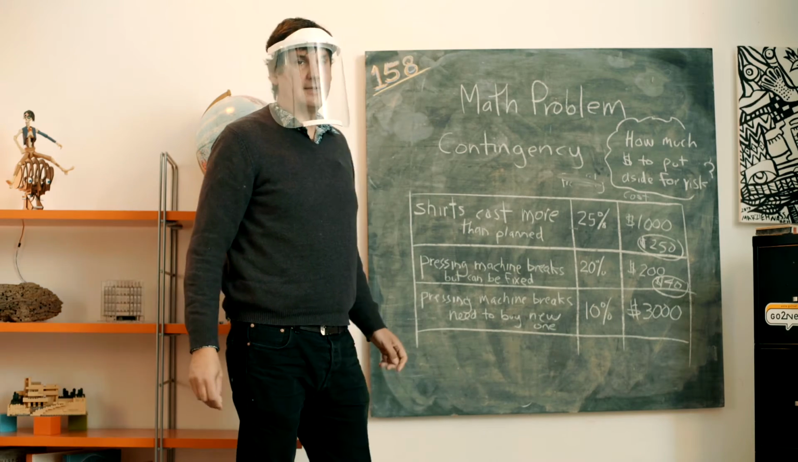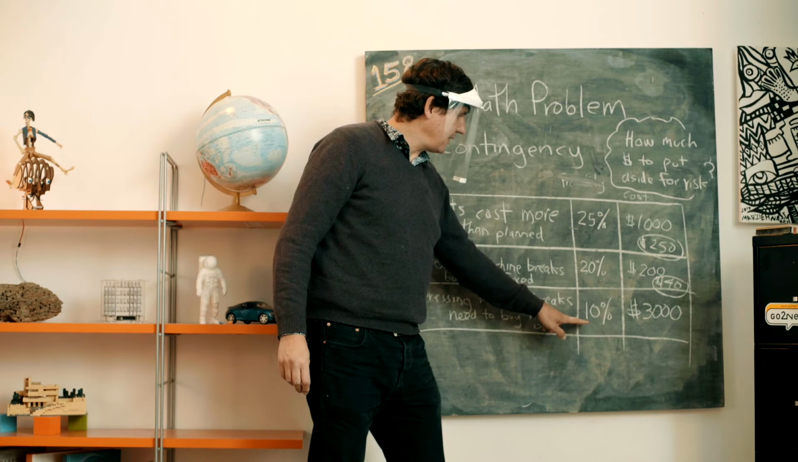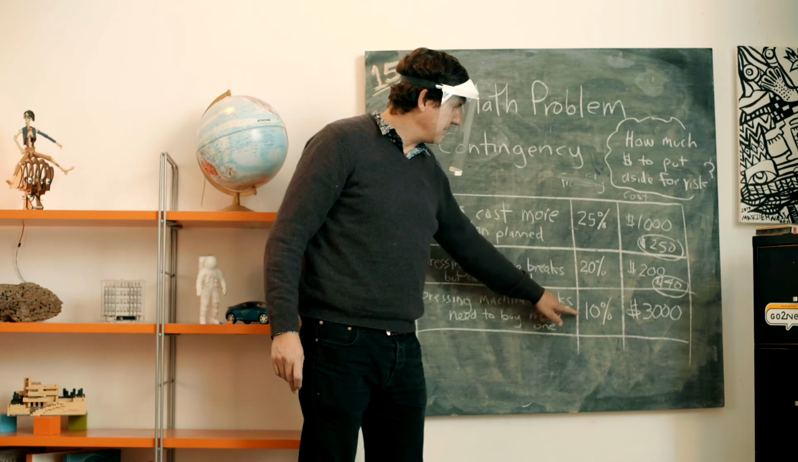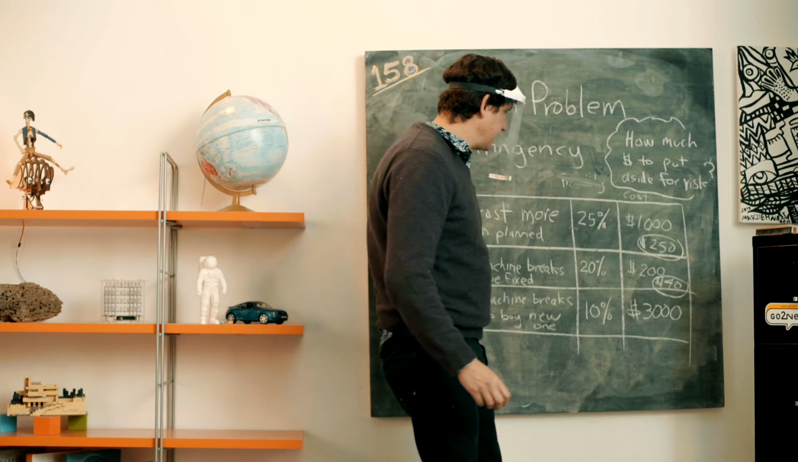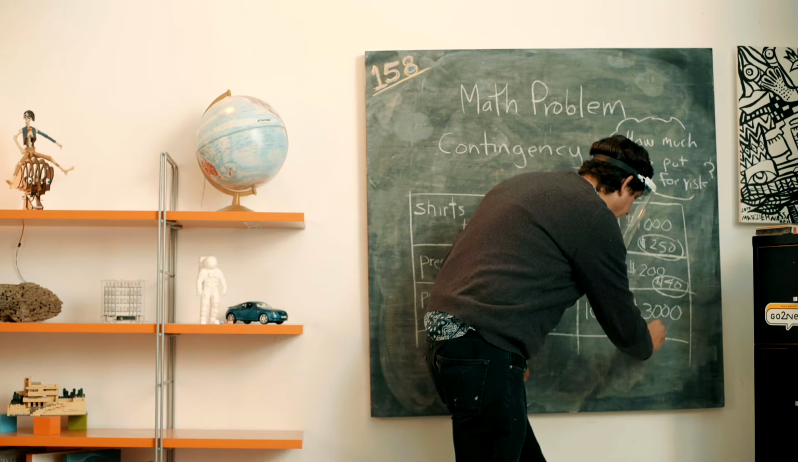And then lastly, the risk that could cost the most but has the lowest chance of happening, 10%, the pressing machine completely breaking. We take 10% times the $3,000 and we would have $300.